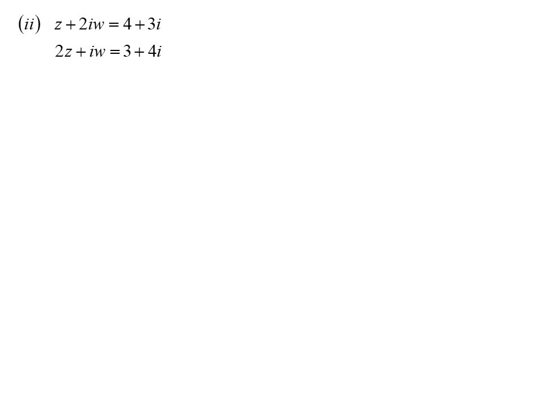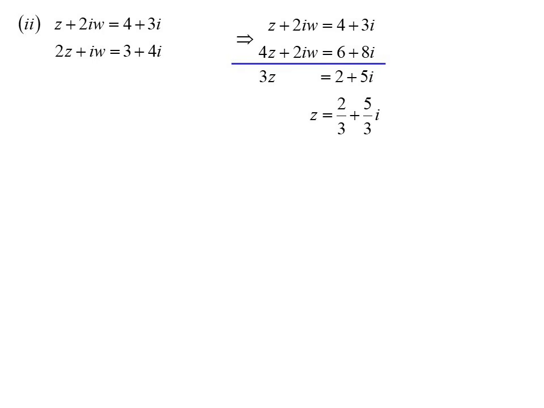Remember, i is not a pronumeral in this case, it's the imaginary number. It is a number. So it's z and w we're trying to find here. We want to make the coefficient of z the same or the coefficient of w the same. The idea doesn't change. We still do it the same way. I've made the coefficient of w the same. I've made them both 2i. Now I've multiplied the second equation by 2. So I can eliminate, and I get that 3z is 2 plus 5i, z is 2/3 plus 5/3 i.